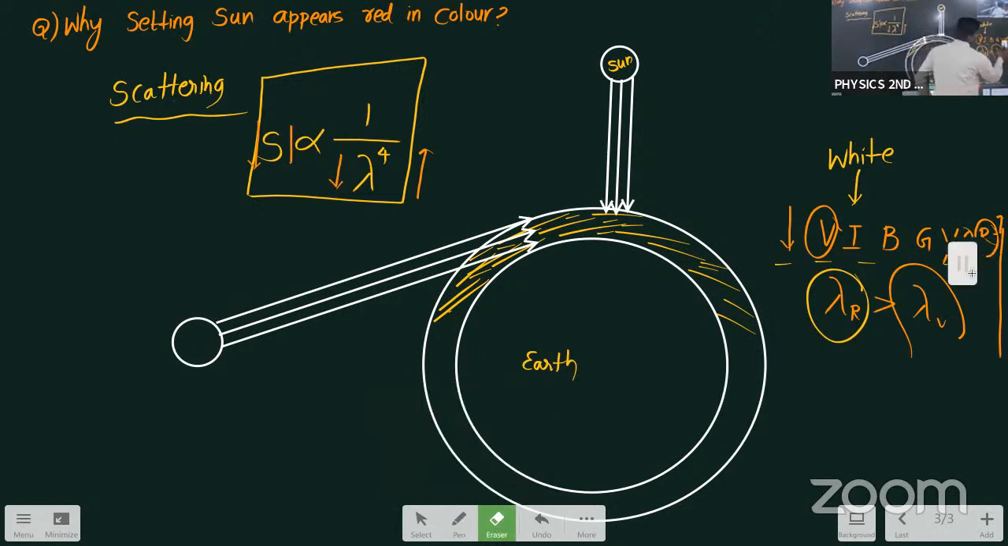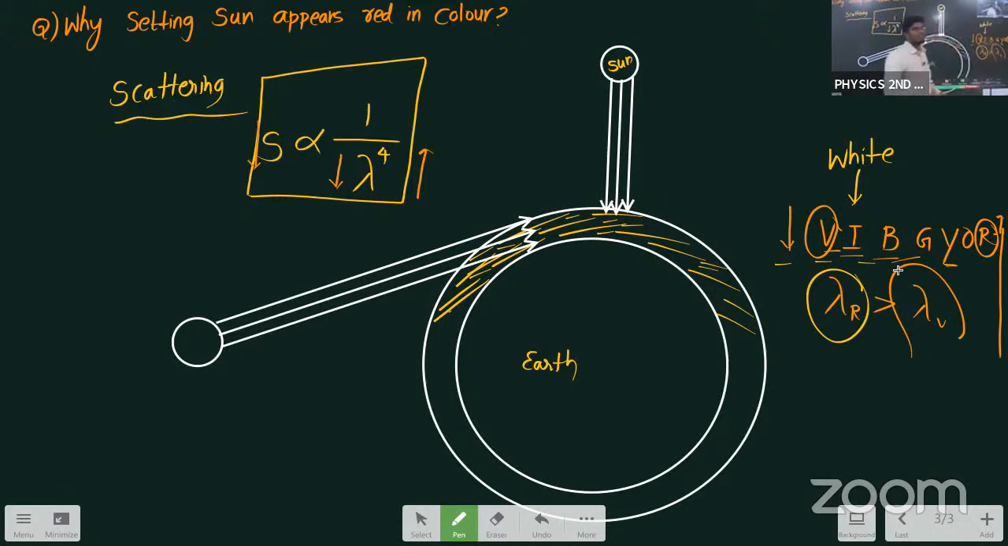Orange color has more wavelength. Then again, which color has more wavelength? Yellow color has more wavelength. That is the reason during sunrise and sunset, we are able to see orange, yellow or red color. Sometimes we see red, sometimes orange, sometimes yellow, or a combination of these three colors. But we won't see violet, indigo, blue, green color during sunset and sunrise.